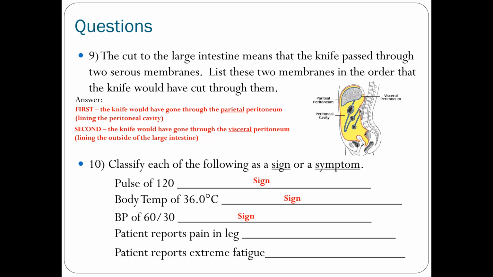Patient reports pain in the leg, so this is subjective. I'm trying to not use the word symptom, but if you're reporting pain in the leg, that's something subjective. You can't really put a number on it or measure it. It can differ or be more intense from one person to the next. Even if you give the patient a pain scale, one person's 5 is going to be equivalent to another person's 8, so it's hard to really have an objective measurement. Therefore, that would be a symptom. Patient reports extreme fatigue. Again, this is very subjective and can differ from person to person, so that would be a symptom.